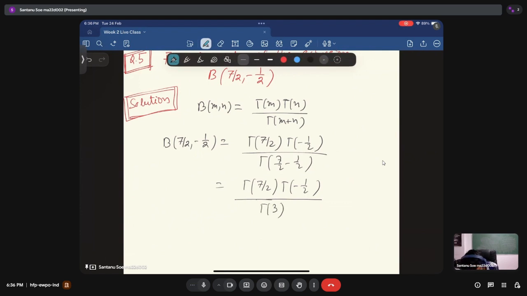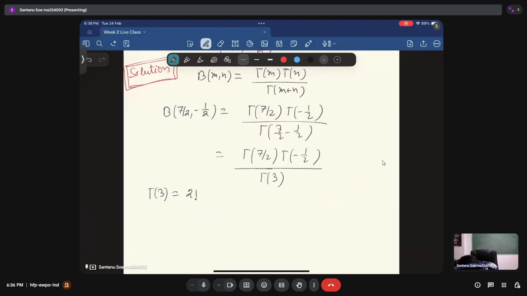Okay, so now we have to find the value of gamma of 7 by 2, gamma of minus 1 by 2 and gamma of 3. Now gamma of 3 is easy because we know that gamma of m plus 1 is m gamma m, and then you can repeat the process and eventually you can find out that gamma of m plus 1 is nothing but m factorial. So in this case, gamma of 3 will be 2 factorial. Okay.